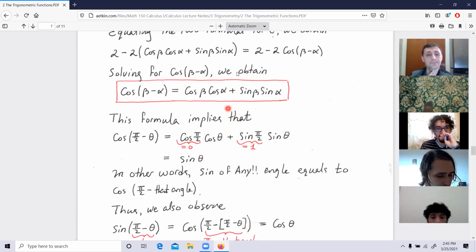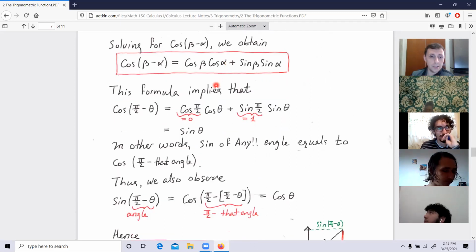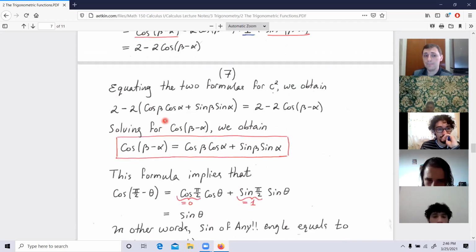Right, so for instance, I want to understand what is cosine of pi over 2 minus theta for any theta. That would be cosine of pi over 2 times cosine theta plus sine of pi over 2 times sine theta. And look what I have here. I get that it's equal to sine theta, because cosine of pi over 2 is 0. So cosine of pi over 2 minus theta equals sine of theta. Are you with me? And what it means, guys, is that cosine of pi over 2 minus any angle equals sine of that angle.